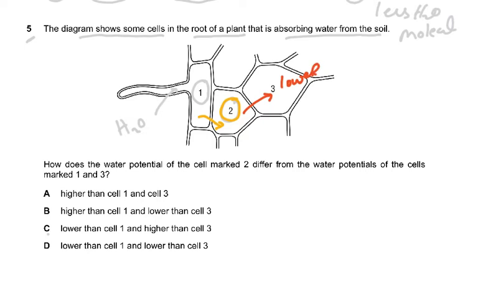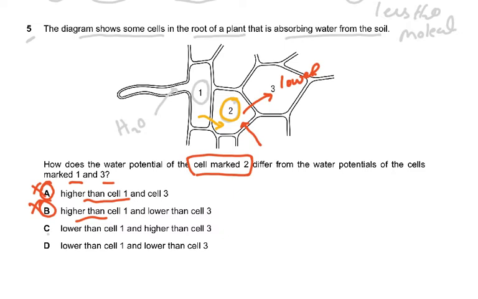So now it says, how does the water potential of the cell marked 2, so we're talking of this cell, differ from the water potentials of the cell marked 1 and 3? So cell 2 cannot be higher than cell 1. So both of these are wrong. This is how you first cross out the ones which are wrong. Now you have a choice between C and D. So it is lower than cell 1. Yes, these are both correct. Now one of these is correct.